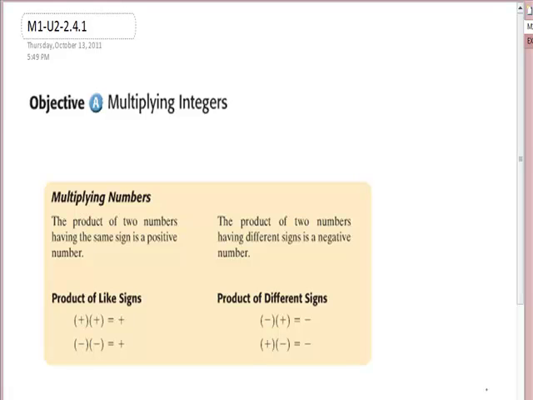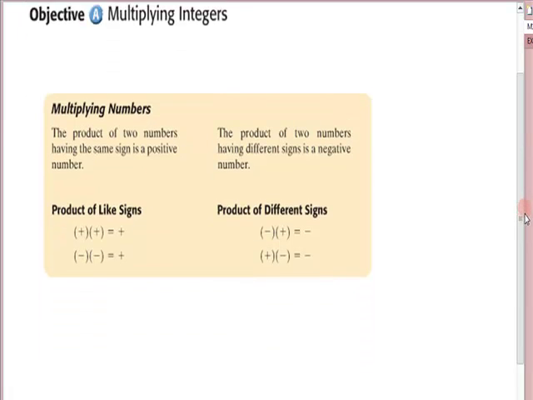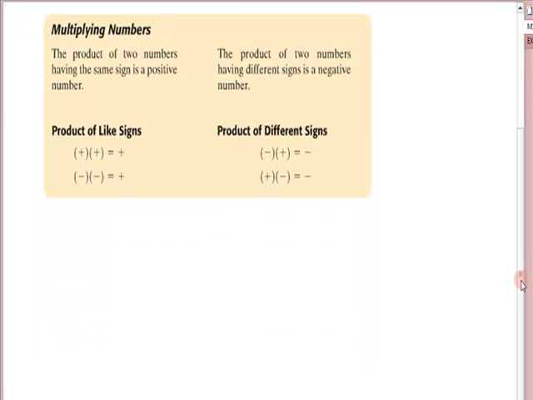Okay, in this lesson, we're going to multiply integers. We've done addition and we've got our addition rules. We've done subtraction and our subtraction rule says keep, change, change, turn it into an addition problem. Now we're going to look at multiplication. The multiplication rules are easy.